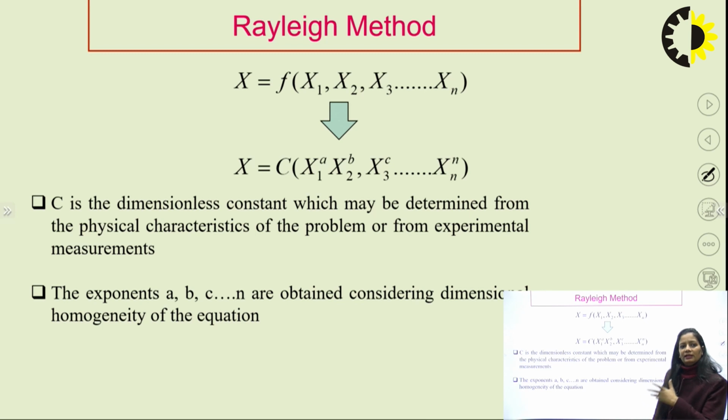These a, b, c and n are what we are going to derive. We are going to find the values of a, b, c and n so that we can find the particular dimensions for the RHS and obviously for the LHS also. C is simply a dimensionless constant which may be determined from the physical characteristics of the problem or from experimental measurement. The exponents a, b, c, d are obtained by considering the dimensional homogeneity of the equation.